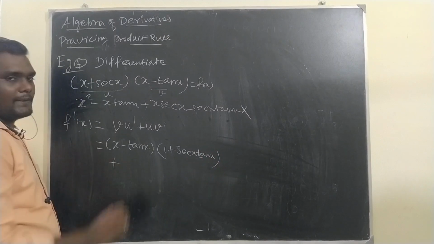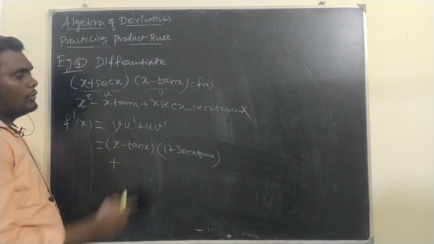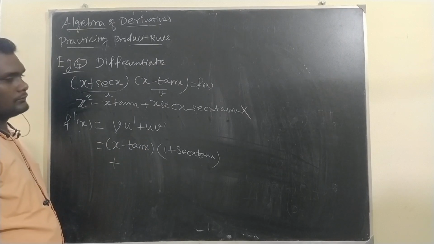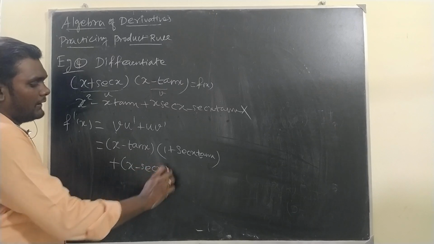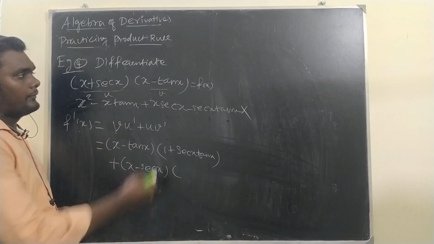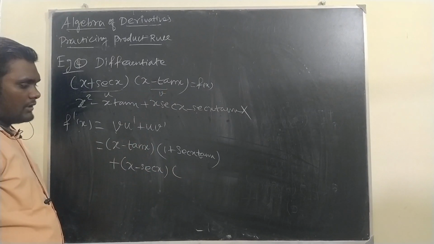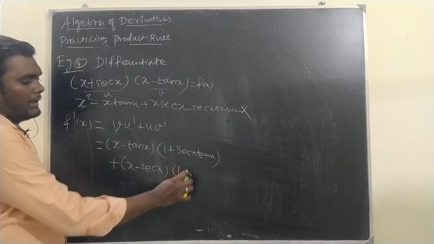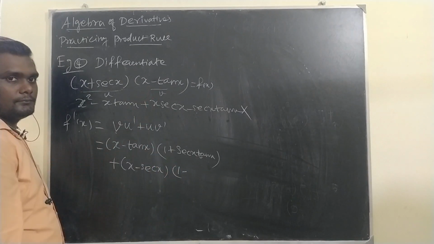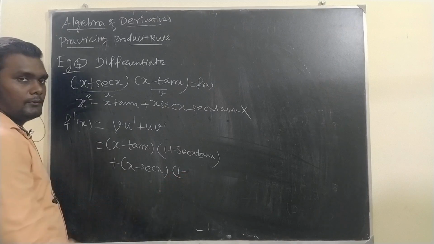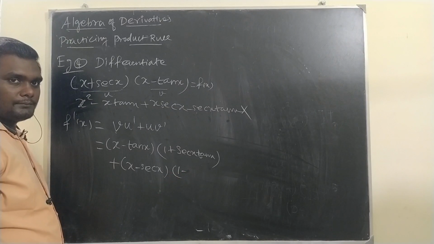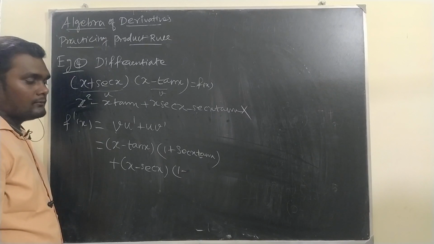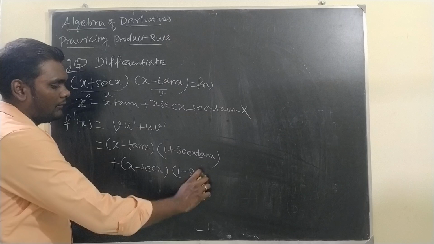Got it? Plus U into V dash. U is x plus secant x, and V dash is 1 minus derivative of tan x. Not x, derivative of tan x.